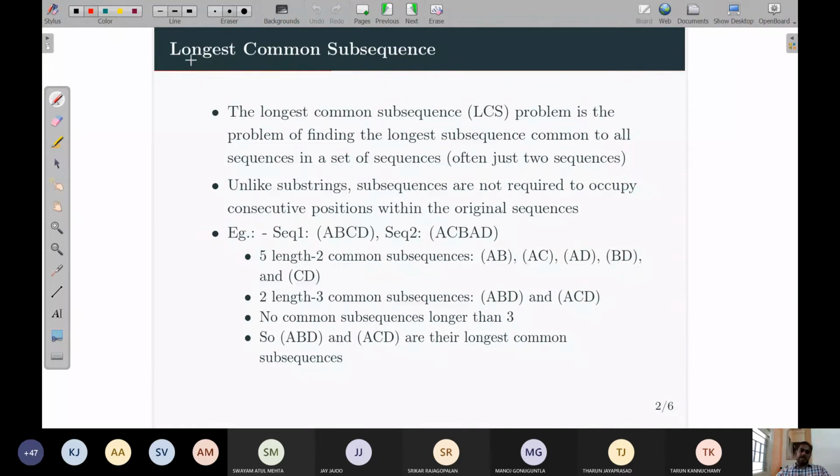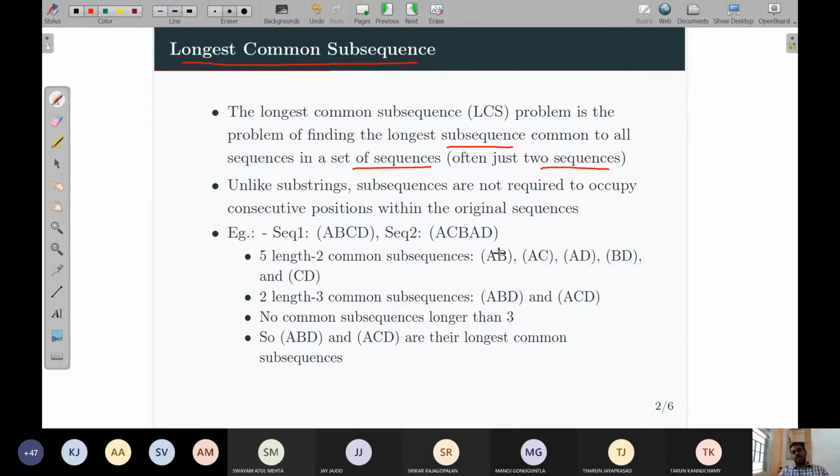Let us first understand what the longest common subsequence is. The longest common subsequence problem is the problem of finding the longest subsequence that is common to all the sequences in a set of sequences. Often it will be just 2 sequences. Sequence means nothing but a string. You have a set of strings.